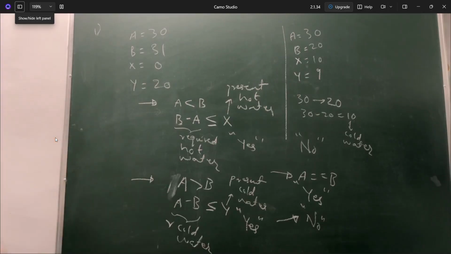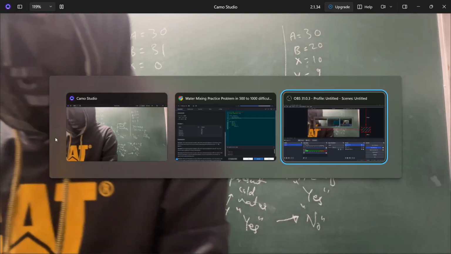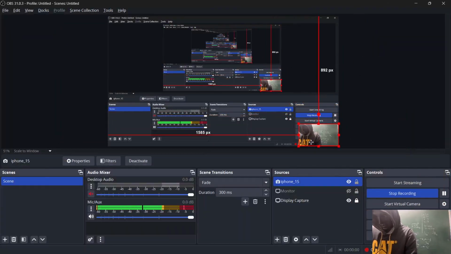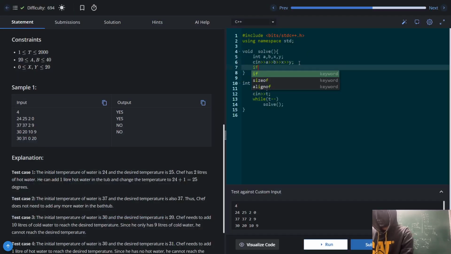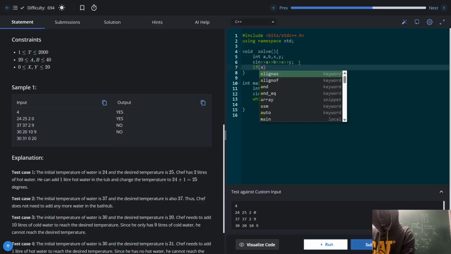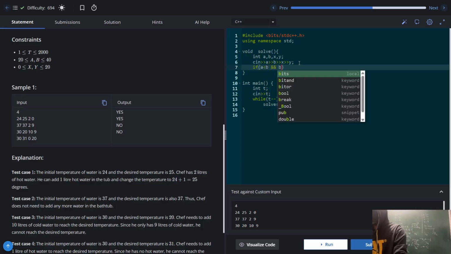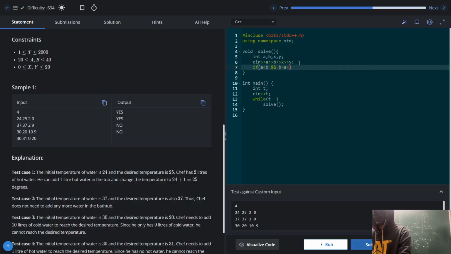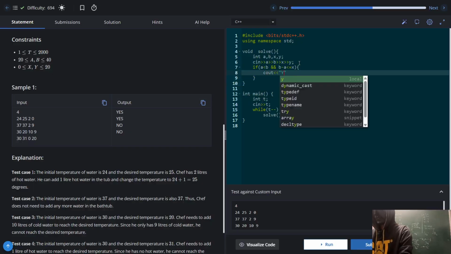So I think you guys got to know how to solve this. Let's try to code it up. Let me bring down my video, and yeah, first condition: if A is less than B, which means you want to add hot water. So B minus A is the required number of hot waters. If it is lesser than or equal to X, which means we have sufficient hot water, in this case we'll have to print yes.